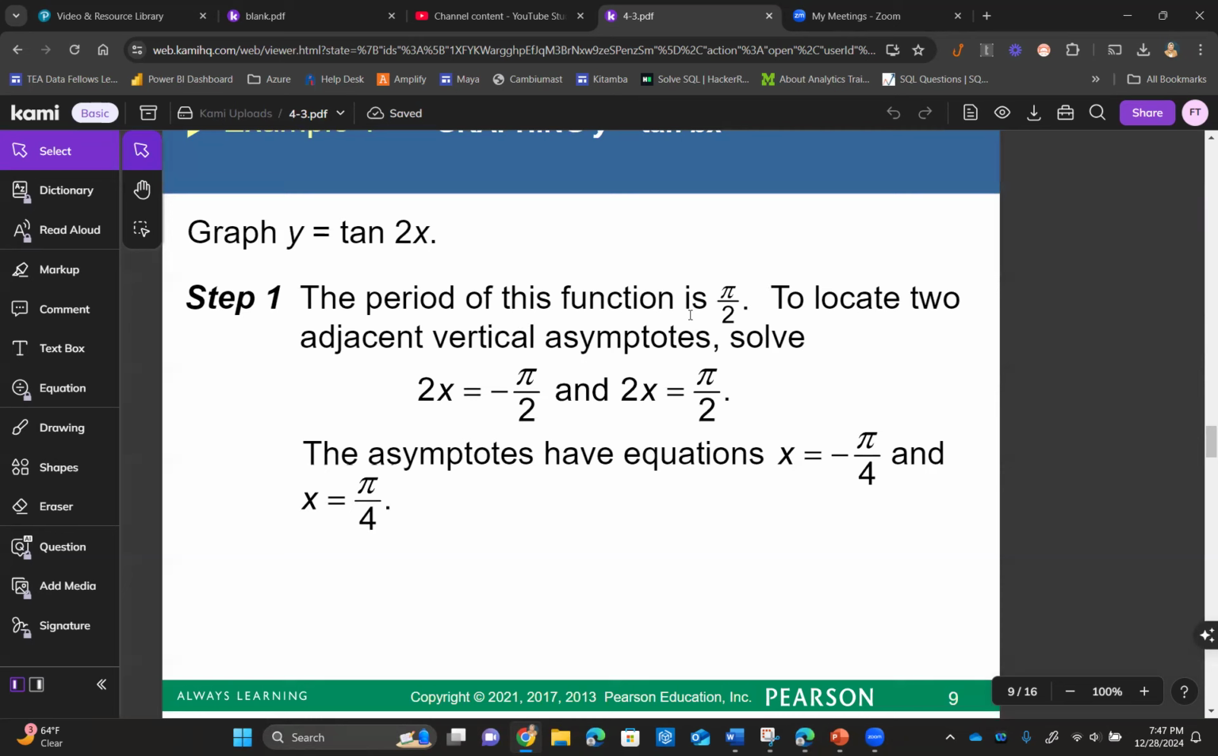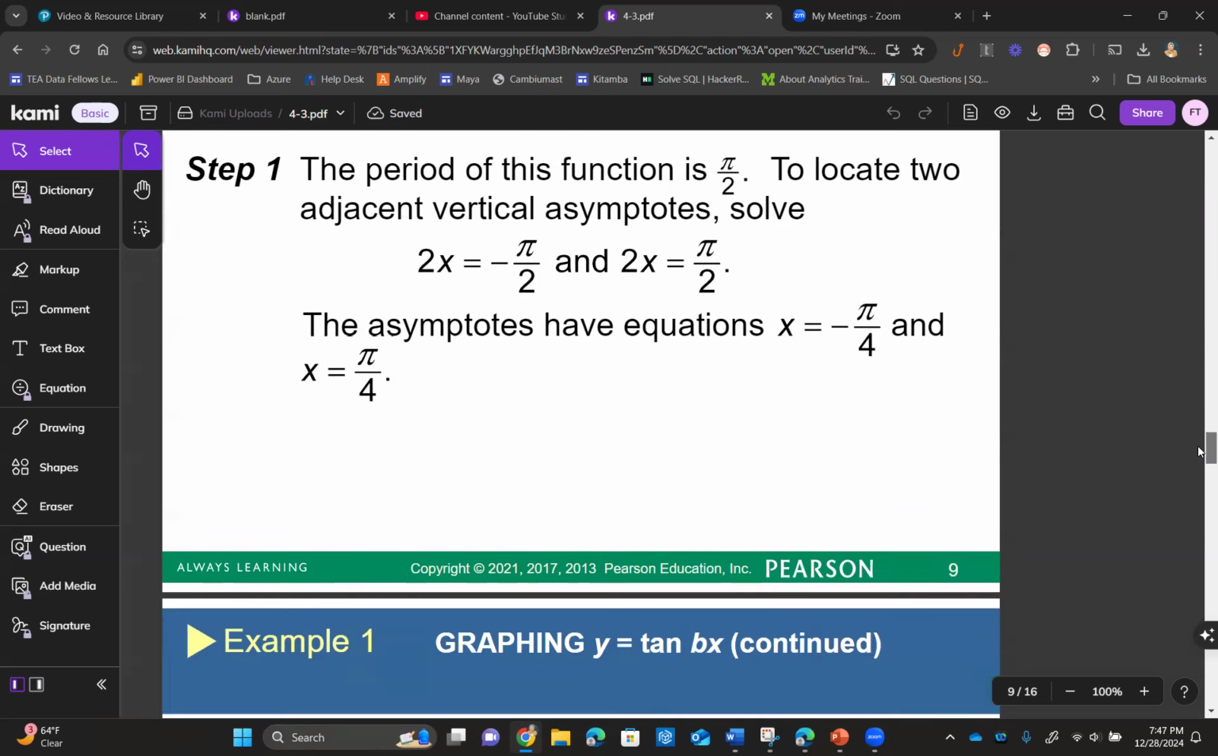the period of this function will be pi over 2, because the b value is now 2 and the original period was pi. If we divide pi by 2, the period will be pi over 2. So these 5 critical points that we used for the tangent of x graph, all of these x values, we're going to divide them by 2 to get the same outputs.